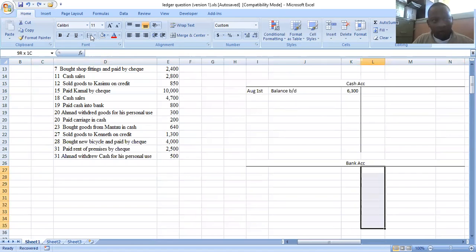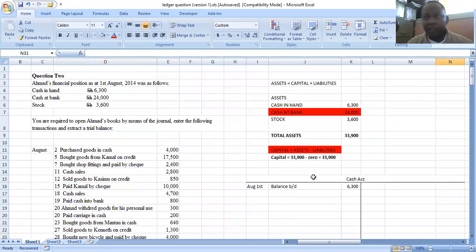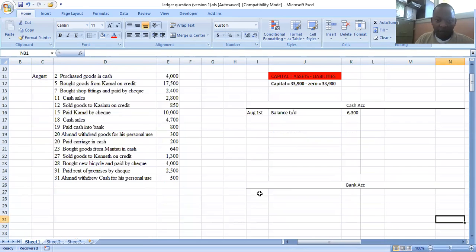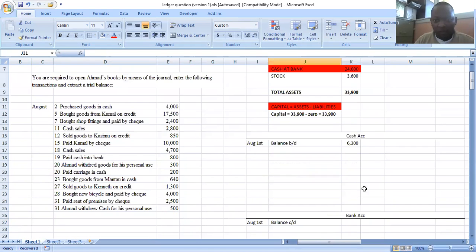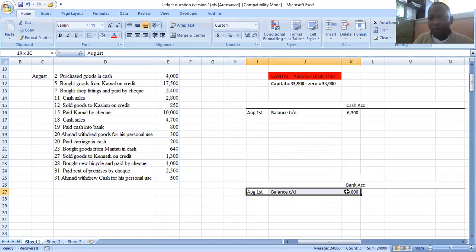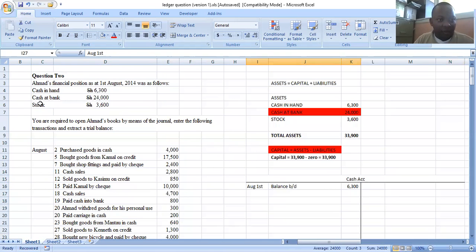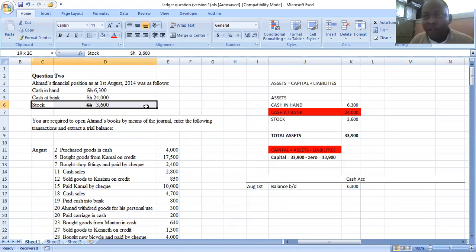So open an account for the bank. Unless told otherwise, the bank will always have a debit balance because it's an asset. So on August 1st, the bank had, that is balance carried down, 24,000 shillings. So that is a debit balance. Please note that.